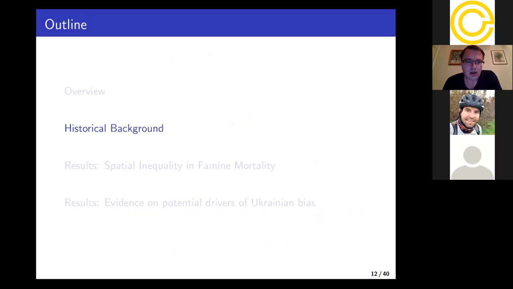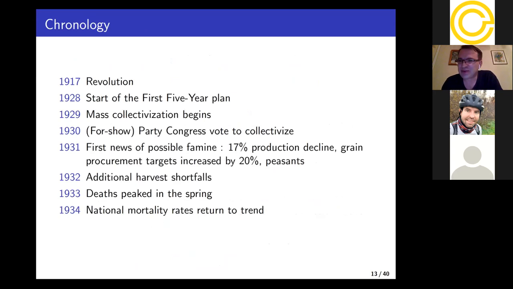So let me start with historical background, and then I will present two sets of results. First, about ethnic bias. Second, about possible drivers of this bias. I very much hope that in this audience I shouldn't speak much about Russian history and can skip big events like the 1917 revolution, and not explain what happened. I start directly with the collectivization event.